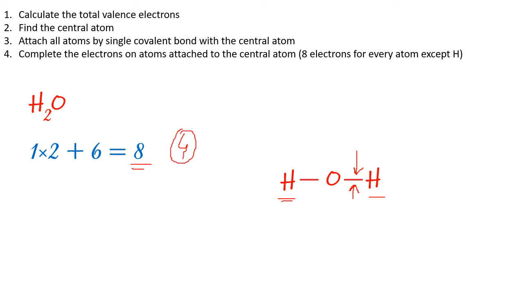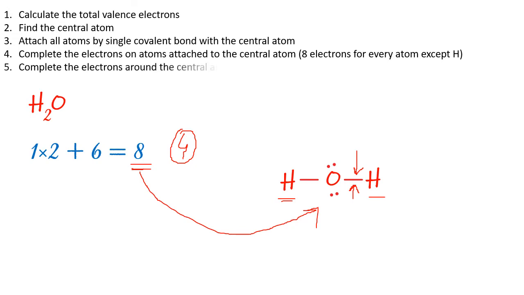If we have extra electrons here, put those extra electrons on the central atom, as we have done in our previous example. Okay, so 2 electrons will be here and 2 electrons will be here. Now you have completed 8 electrons on this structure. Okay, after that move to step number 5. We have to check the central atom. How many electrons in the central atom? 2 plus 2 plus 2 plus 2, total 8 electrons. So this is our Lewis structure for water.